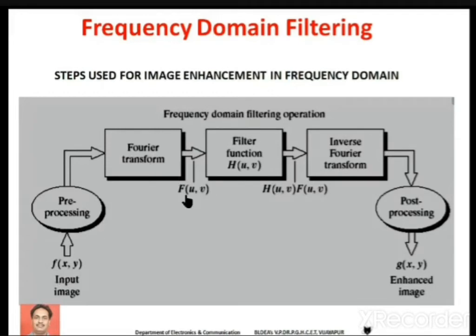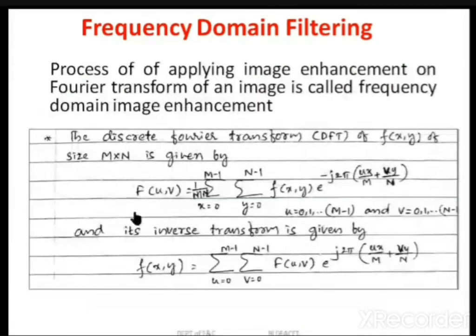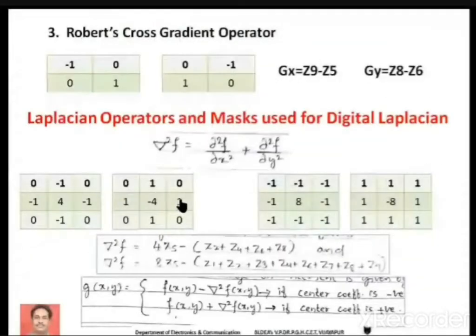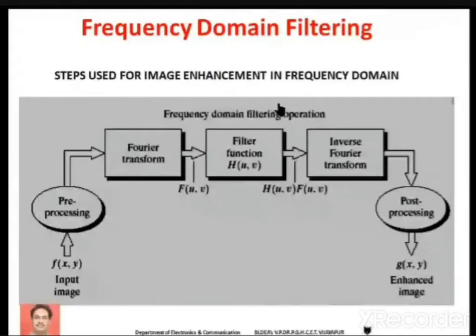We can use the equation which we have seen here to obtain F of u comma v. Next, after obtaining F of u comma v, we multiply it with the transfer function of the filter. The transfer function of the filter we represent as capital H of u comma v.